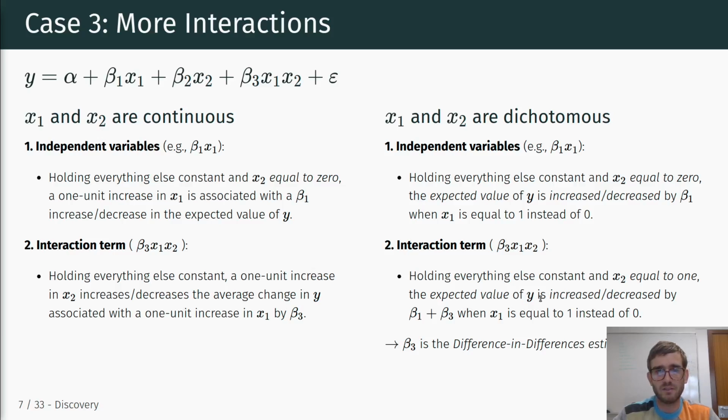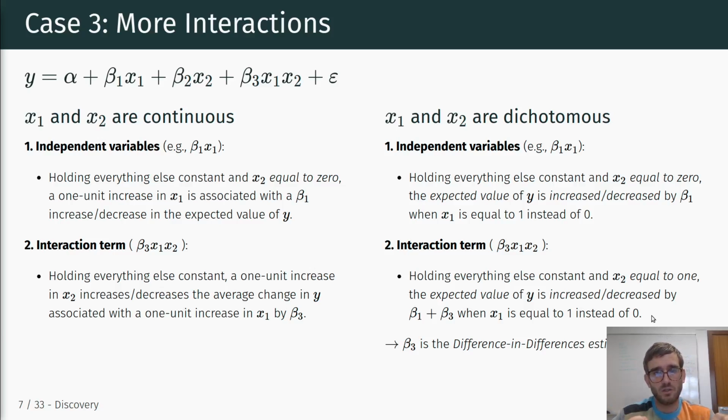Holding everything else constant and x2 equal to 1, the expected value of y is increased or decreased by beta 1 plus beta 3 when x1 is equal to 1 instead of 0, right? So now keep in mind that both x1 and x2 are dichotomous. So we're not really talking about a slope because none of the independent variables are continuous. All we see for x1 is the effect, the change in y that is associated with switching from 0 to 1 in x1, right?